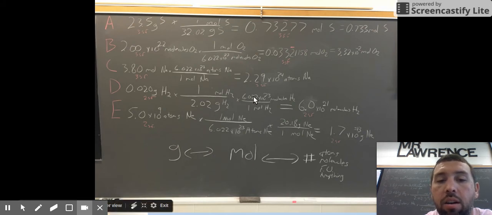So here I'm in mole, and I need another conversion factor to get to molecules. So I repeat step 2. I follow my units. Then step 3, I get a conversion factor. I know 1 mole of H2 equals 6.022 times 10^23 molecules of H2.